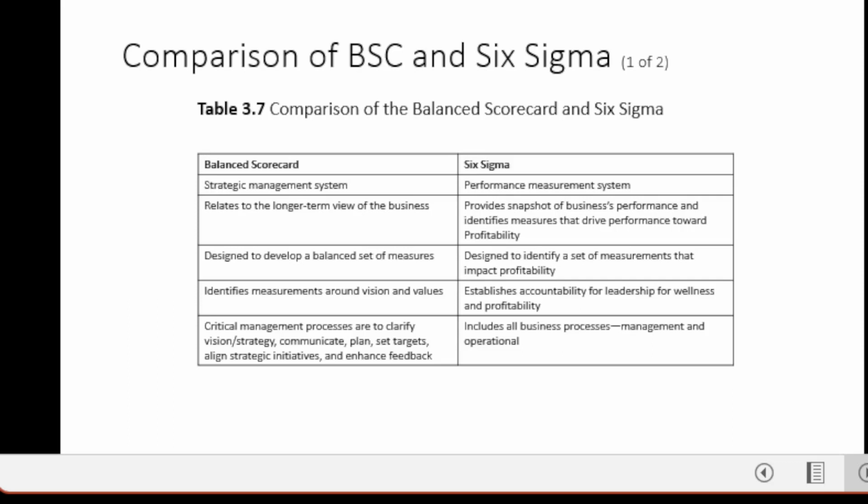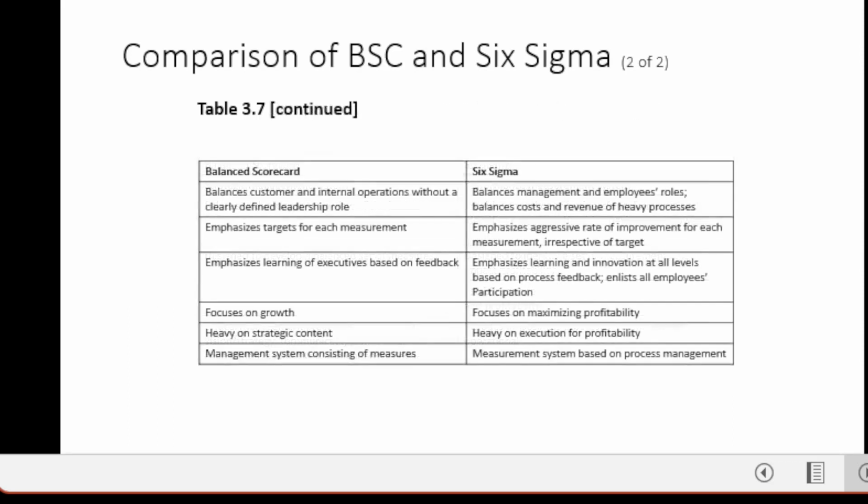And then Six Sigma is designed to identify a set of measures that impact profitability, whereas Balanced Scorecard is to develop a balanced set of measures. So you can go into detail, you can read the detail of this. So Six Sigma works toward maximizing profitability, whereas Balanced Scorecard focuses on growth.